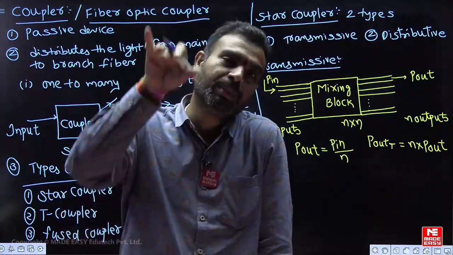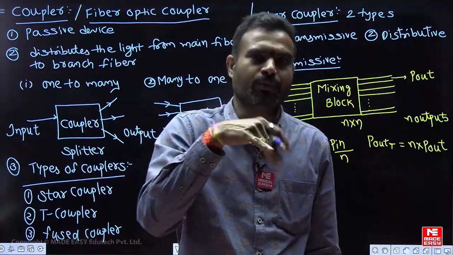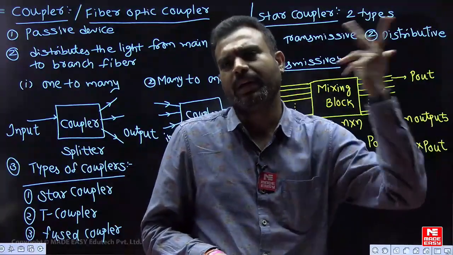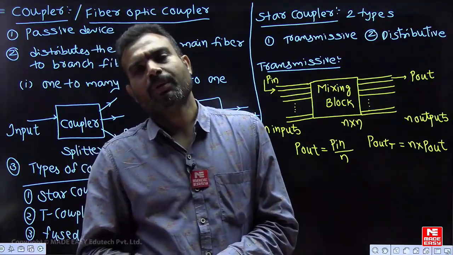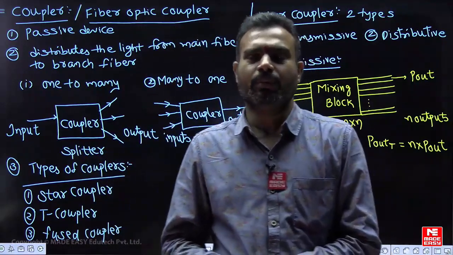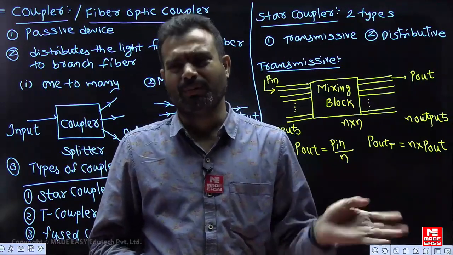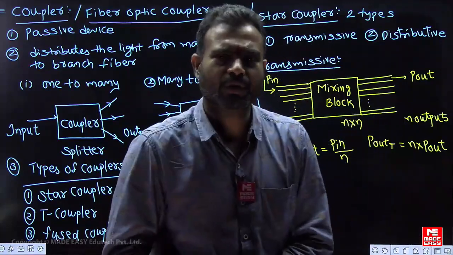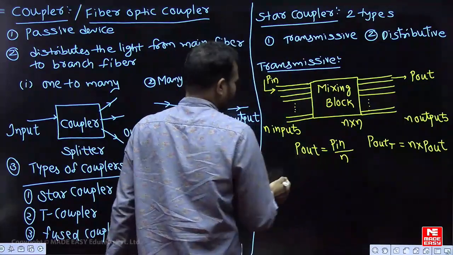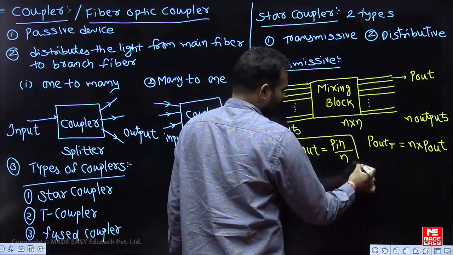That's how I am writing P out is equal to P in by N. How is it P in by N? We have 4 ports, and the input I am giving is 1 watt. So each output port will get a power of 1 by 4. Adding 1 by 4 plus 1 by 4 plus 1 by 4 plus 1 by 4 is equal to 1. So P in by N. I think you got good clarity regarding this.